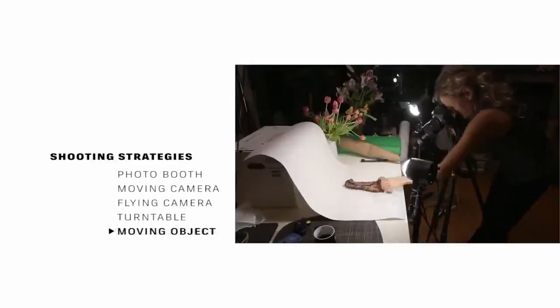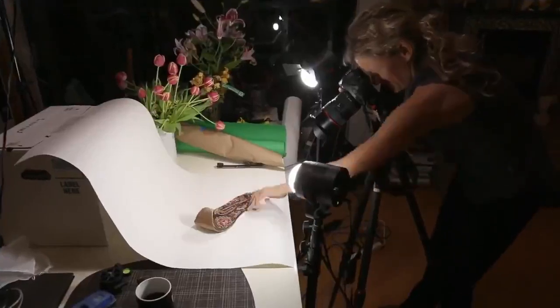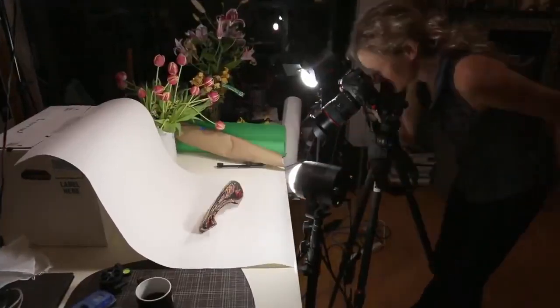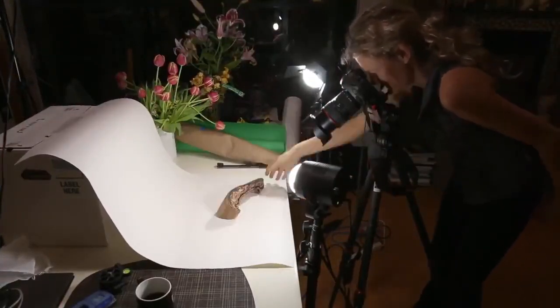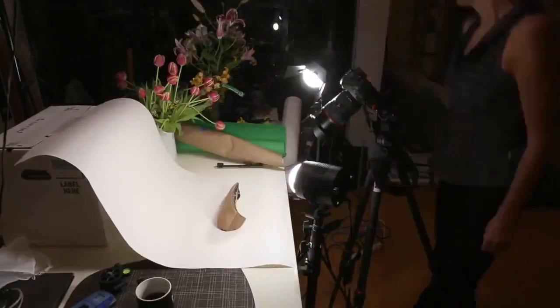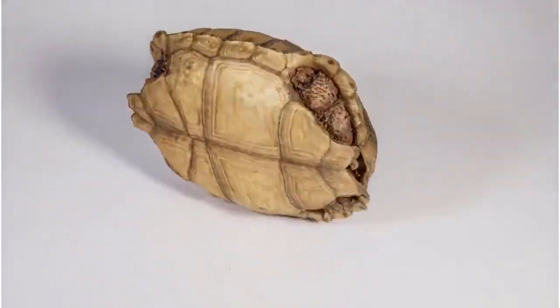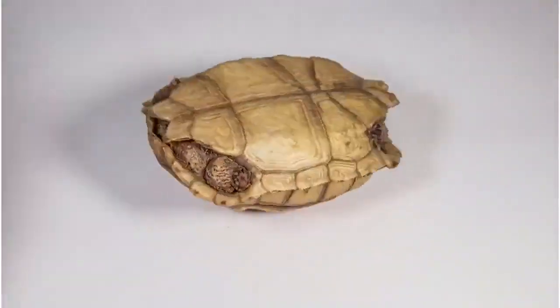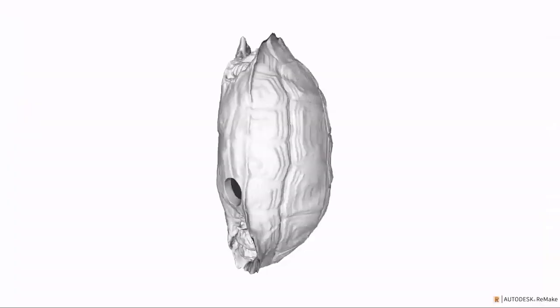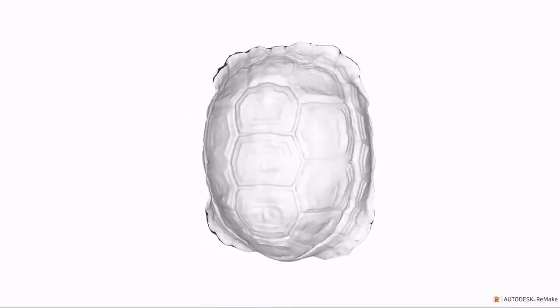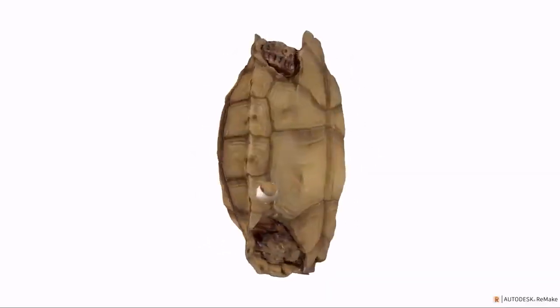The final technique is moving your object manually. The idea with this technique is to make a curved solid background with no features and manually move your object. Like the turntable, this technique captures all sides of your object. It also relies on a soft light source from the direction of the camera and absolutely no features in the background.